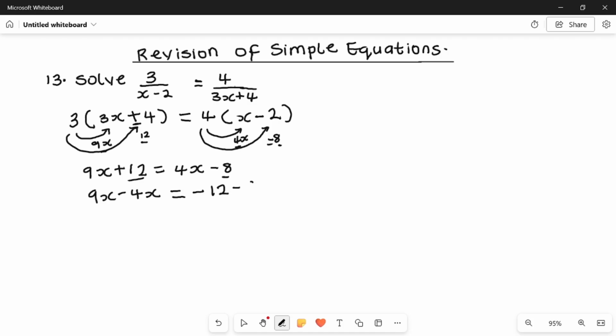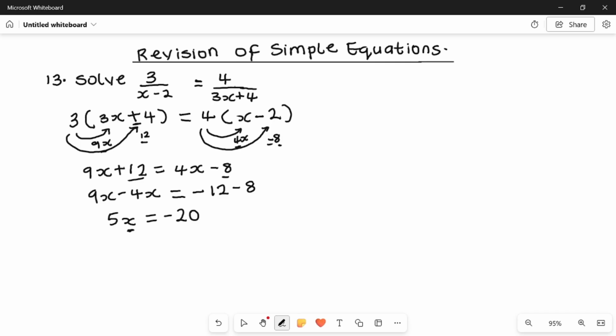So now 9x minus 4x will give you 5x. And we have that minus 12 minus 8. You're owing 12 naira and you still borrow extra 8 naira. So the total amount of money you'll be owing is 20 naira. And since you're owing, it will be negative. So it will be minus 20.